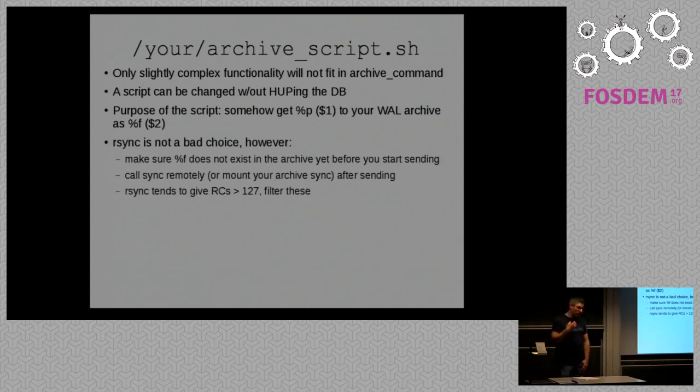Rsync is actually not a bad choice in my personal opinion, but you have to make sure that %f, the file name of your WAL file that you want to archive, does not exist yet on the server. Otherwise, you clone your replica by file system copy or whatever, and it will start up and run the same script with the same destination server and the same destination directory, and it will receive different updates, and then you have conflicting writes on the same WAL segment. Not what you want. So make sure that does not exist yet.